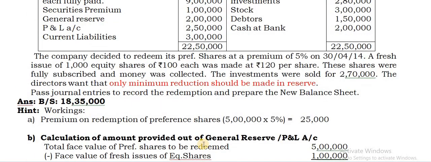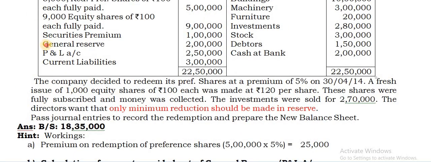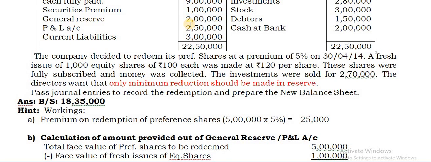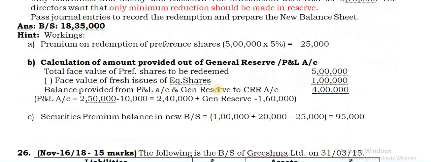Under note number 2 only, general reserve will be there. How much? Out of this 2 lakhs, 1,60,000 you deduct. Balance 40,000 will be there in the balance sheet. When you take under note number 2, general reserve will be 40,000. But the securities premium, how much do you take up? For that, I have given you a working note here: securities premium balance to be taken in the new balance sheet.